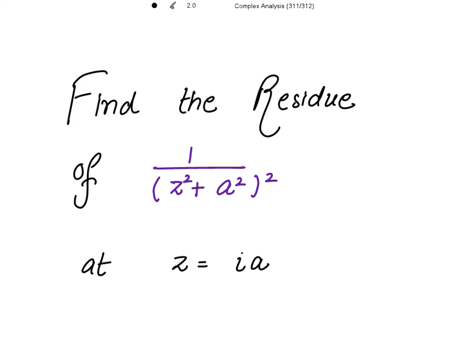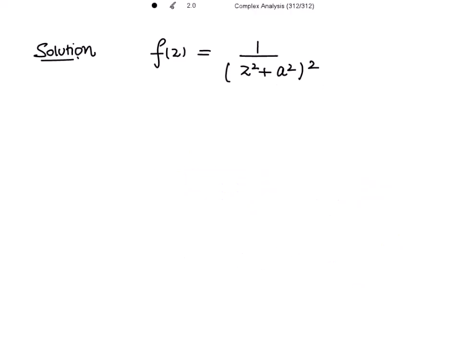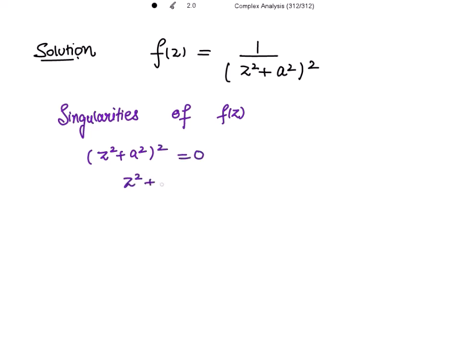We need to find the residue of 1 divided by (z square plus a square) whole square at z equal to iota a. So for that, first we need to find the singularities by taking the denominator equal to 0 and getting the value of z. So for this function, writing the singularities of f(z) are at taking the denominator equal to 0. So from here I get z square plus a square equal to 0 and z is equal to plus minus a iota, right?